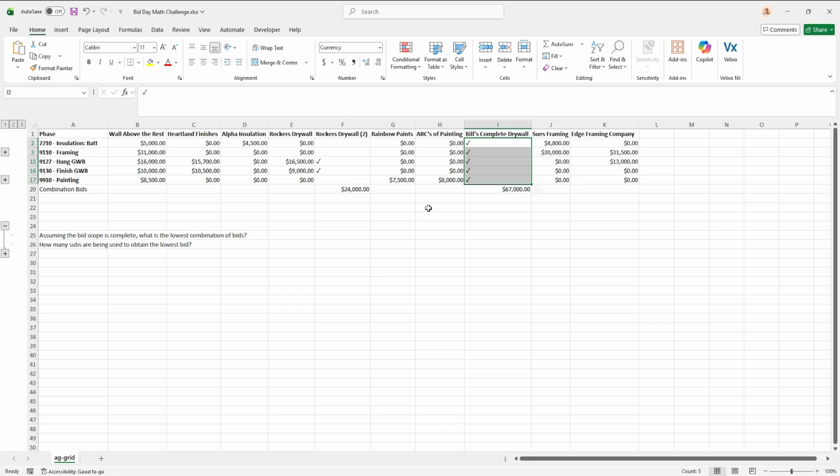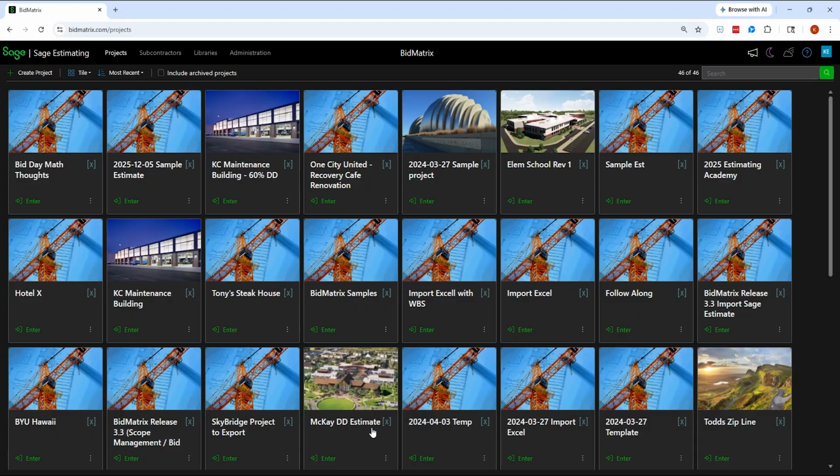So now I want to take a look at building this and figuring out what the low combination is. There are some faster ways of doing it that I'll talk about in the future. I'll probably do a couple other variations of this math challenge, adding more detail to some of the different scopes we'll be looking at here. So the first thing I'm going to do is go back to my bid metrics.